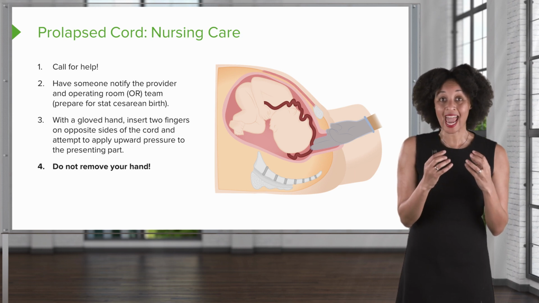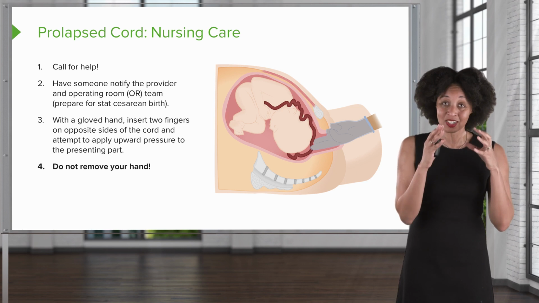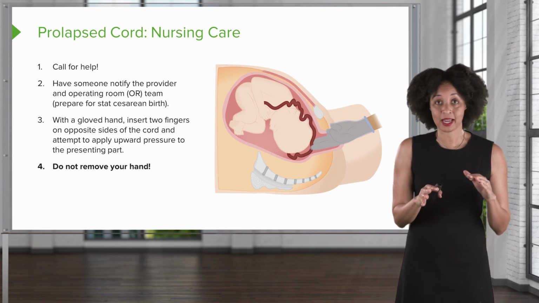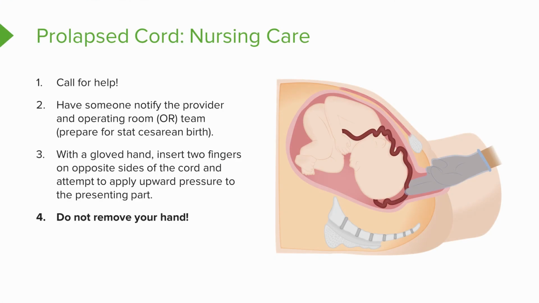top of the cord and then completely cut off oxygen supply to the baby. And if the baby is still inside, that's not a good thing. So the hand has to stay pushing up that presenting part until the fetus is delivered via cesarean. That means a ride to the operating room with the patient on the bed. We just throw a sheet over you and we all go together.